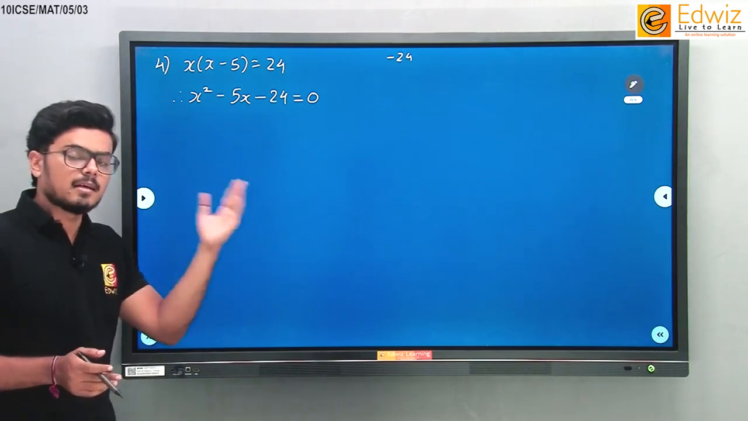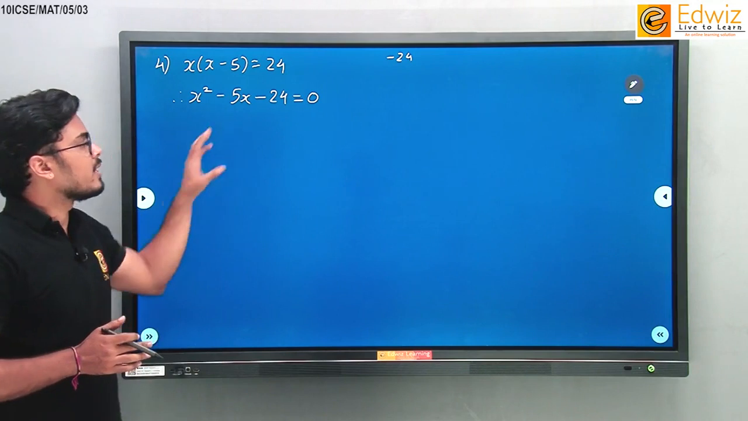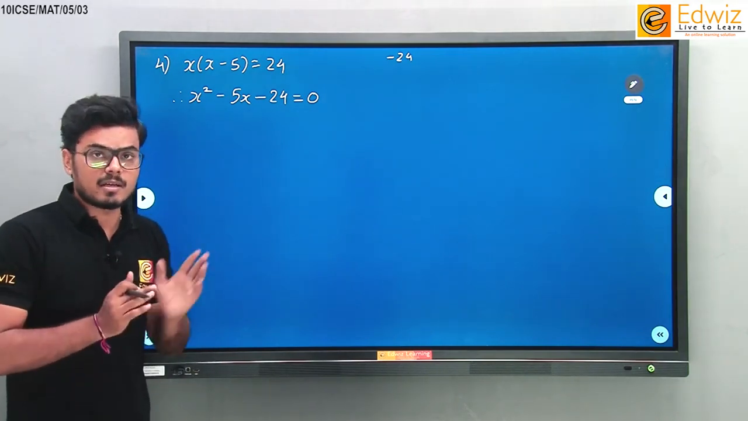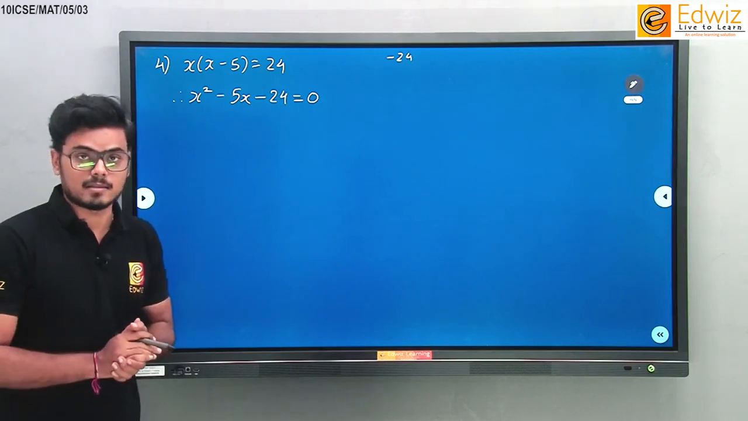Correct? In the earlier question it was minus 10, now it is minus 5. So the factors that we took in the earlier question will not work here. We'll have to think of some new factors, correct?